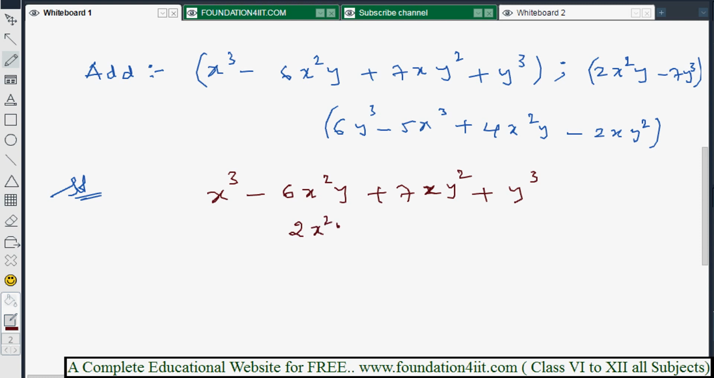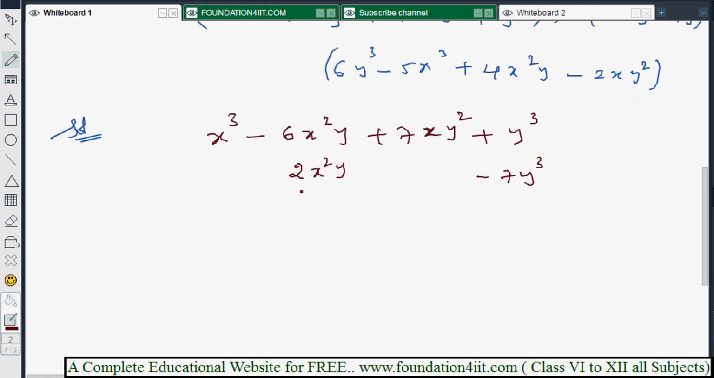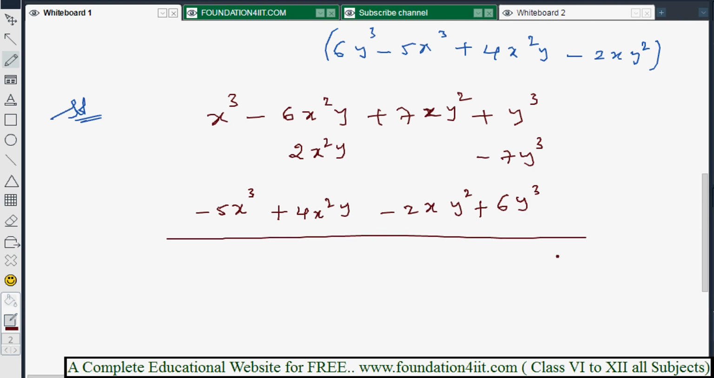2x square y minus 7y cube. This was second. Now the third polynomial is 6y cube minus 5x cube. First term, place next to x square y. The second term, place 4x square y and minus 2xy square. Now this is plus value. These three terms, so column wise we need to do addition.